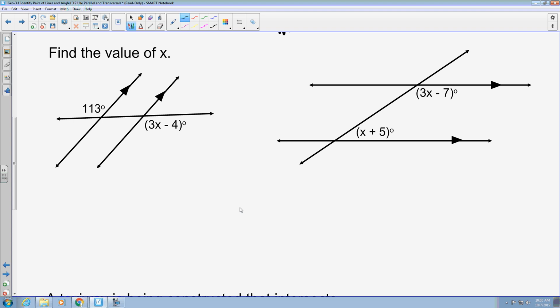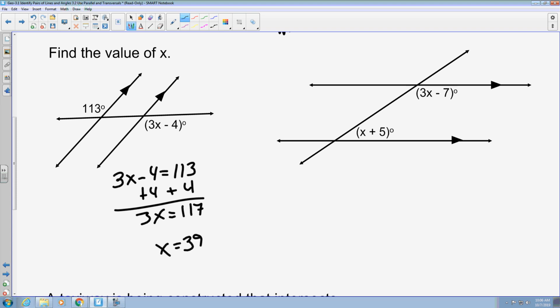Looking at these two transversals, in both of them the two lines are parallel. I noticed that one angle is 113 degrees and another is 3x minus 4. Those two angles are alternating exterior angles, so they are equal to each other. So 3x minus 4 equals 113. Add 4 to both sides, so now I have 3x equals 117. Divide everything by 3, and x equals 39 degrees. All they want us to do is find x.